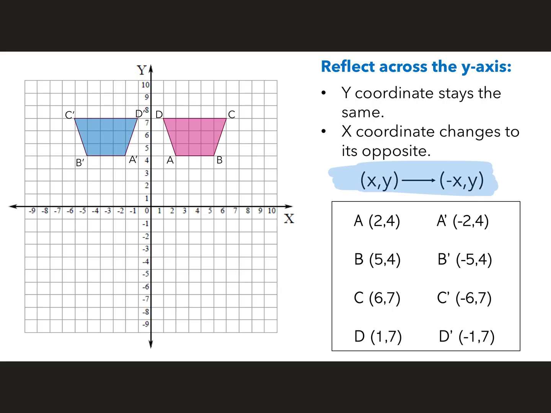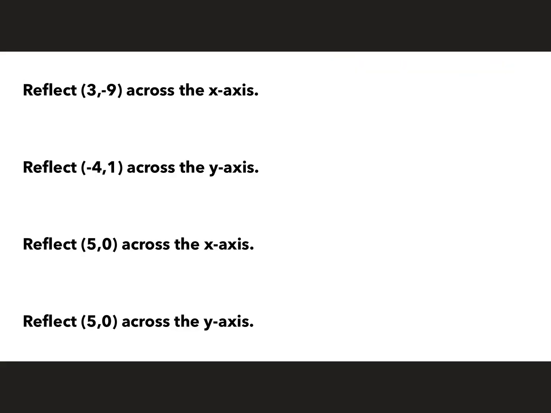Let's try this with no graph. You ready for this? All right, it's not too hard. Let's start with the first one. It says reflect 3, negative 9 across the x-axis. Oh, the x guy stays the same. So 3, and then the y changes to its opposite. The opposite of negative 9 is positive 9.